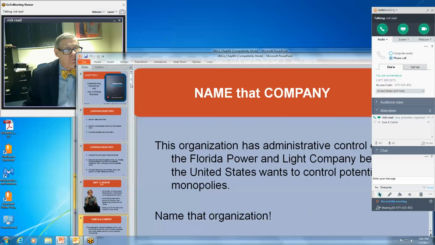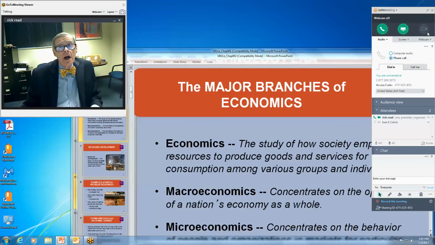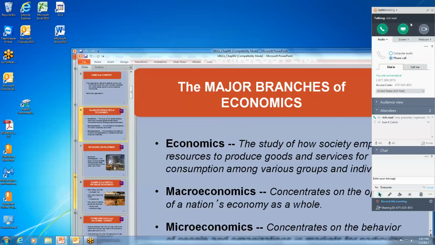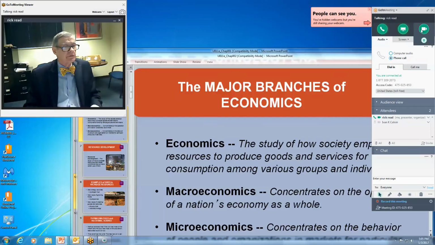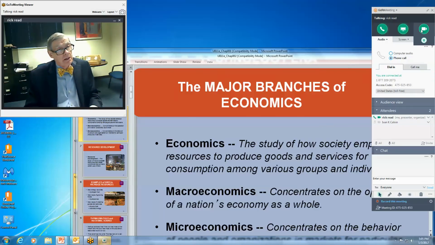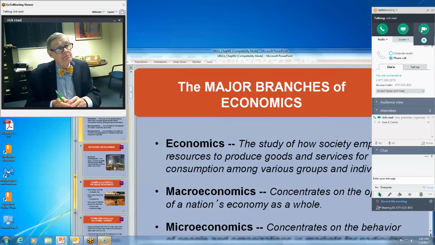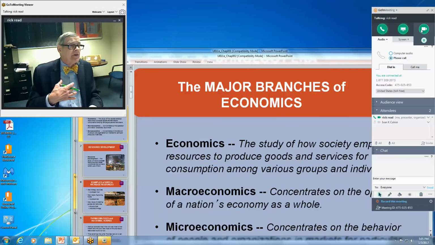All right, let's move on a little bit. Economics is simply how a society employs its resources to produce goods and services. And then also there is consumption that goes along with that. There are two schools of economics: macroeconomics, which concentrates on the society as a whole or a nation's economy as a whole, and then microeconomics, which concentrates on individuals and individuals' behavior and how individuals make choices.